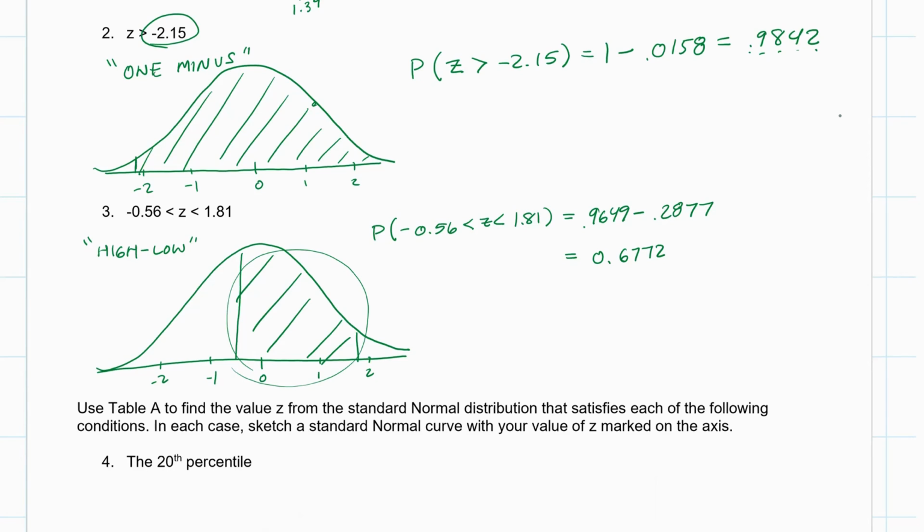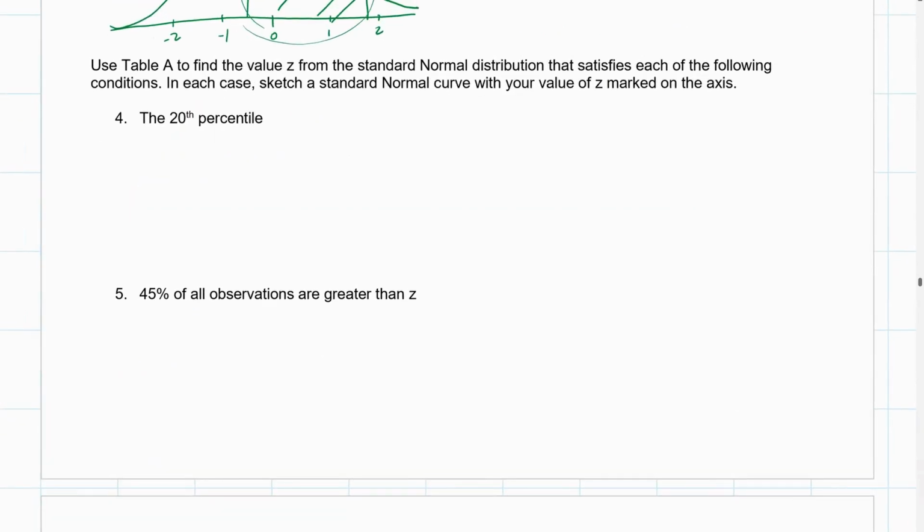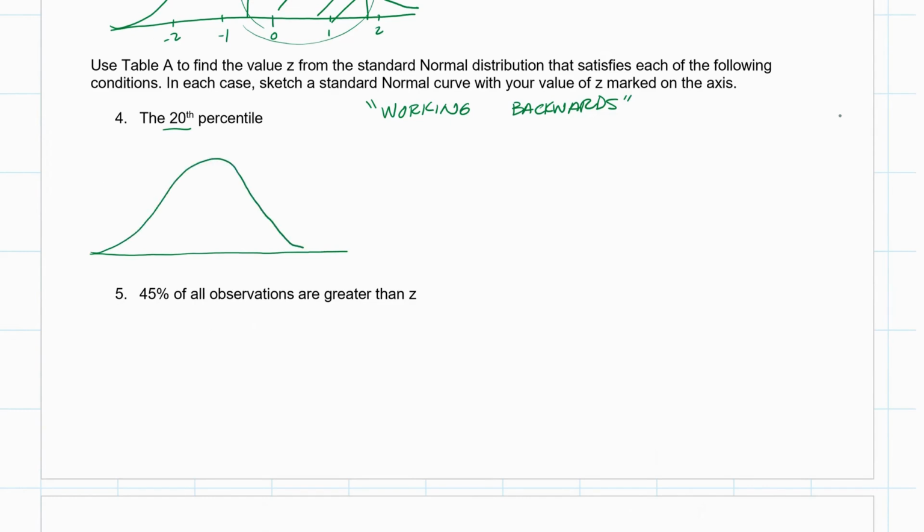So we're good. Now, the last version of using the table that we have to do is called the working backward problem. Now, in all the other problems, we were handed a z or two z values, and we looked up a proportion or a percentage. In this version, we are given a percentage, we're given a proportion, and we're asked to look up a z value, right?